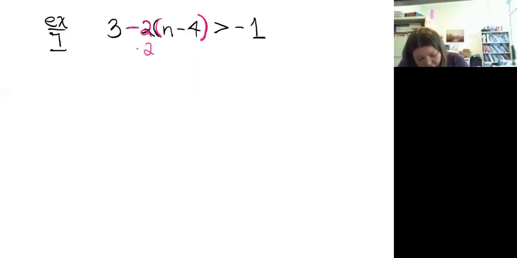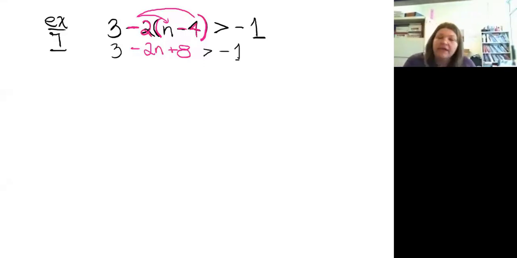-2 times n is -2n. And -2 times -4 is +8. Whenever you multiply by a negative, it changes signs. Now I'll drop down whatever I haven't used up. My 3 will drop, my greater than will drop, my -1 will drop. Now you might say, Kate, I just multiplied by a -2. Why didn't I flip the sign? That's a really good question. You didn't multiply both sides by -2 and make a change. That -2 was already in that problem. It was on that one side. So you only flip the sign when you're multiplying both sides by -2 or dividing both sides by a negative.